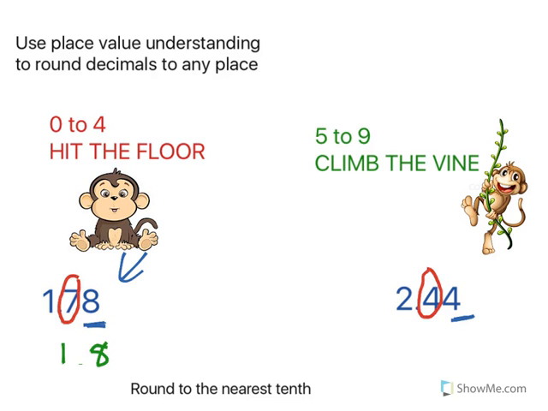Now for our second example, it's 2.44. So we have 4, and we think about it, okay, 0 to 4, hit the floor. 5 to 9, climb the vine. Well, 4 is in the range from 0 to 4, so we're going to round down, because when you hit the 4, you go down to the floor. So we have 2.4. When we round down, we don't actually round to the place value below. We keep the number the same. And that's all there is to it.